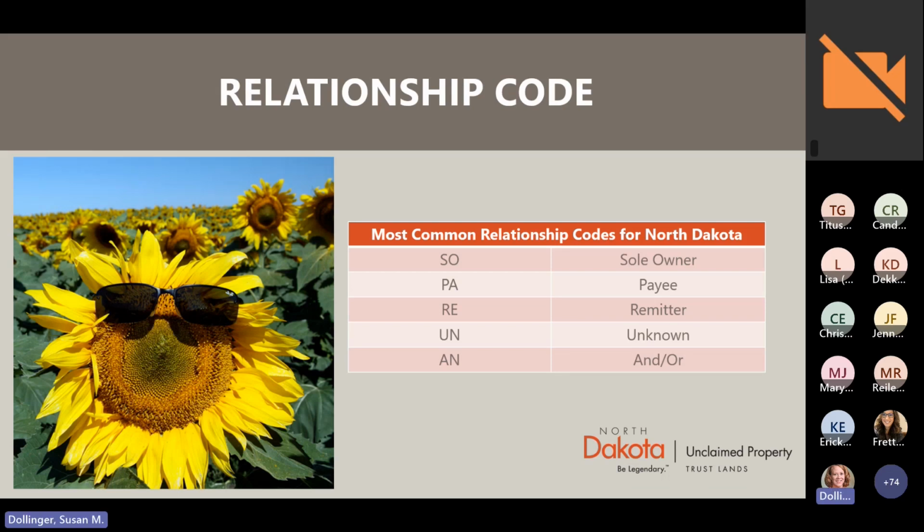The next data element is super important: the relationship code. The relationship code refers to the owner's relationship to the property. The most common relationship codes we see are listed here. A couple of things I'd like to mention about relationship codes are as follows. Like I said, the majority of the property that you'll be reporting will have a relationship code of SO, meaning single owner or sole owner.